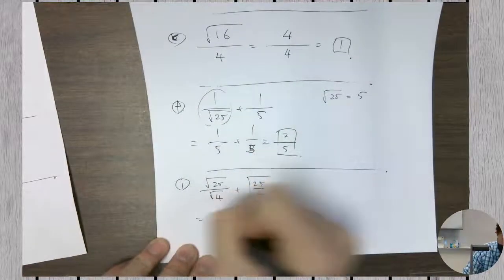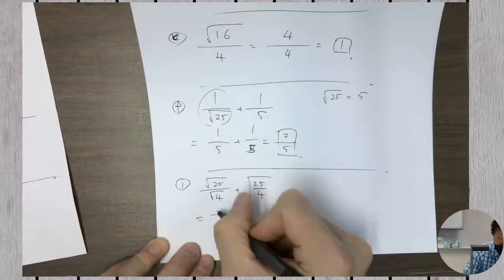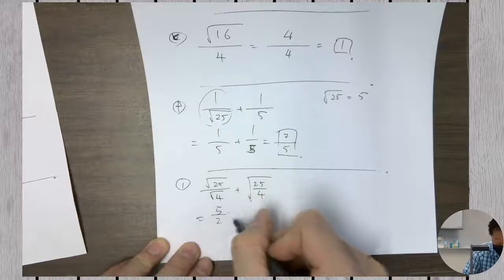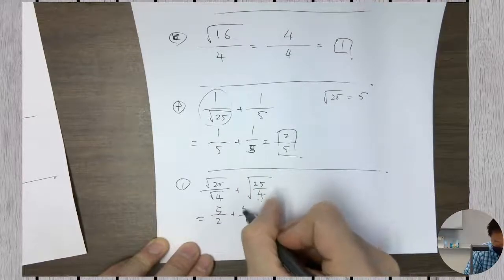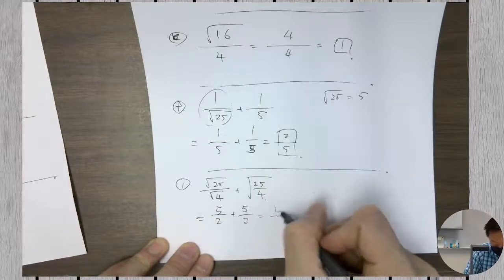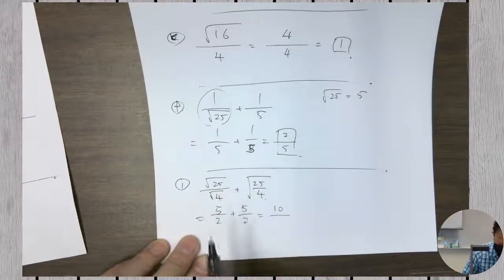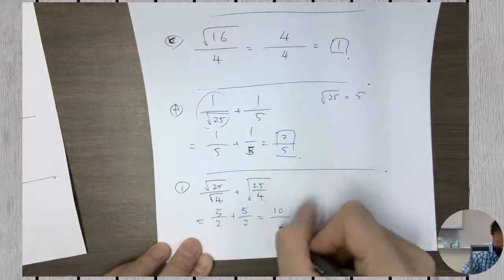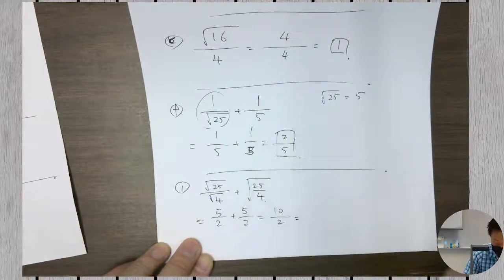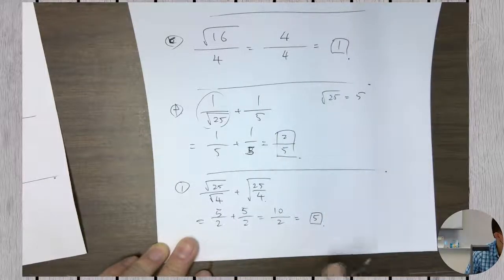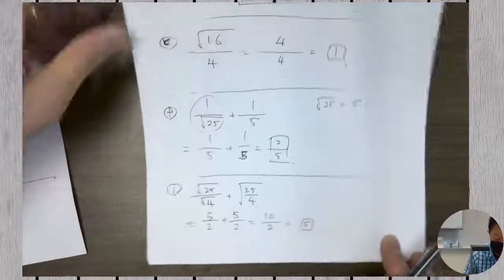So in this case, we know on the top, square root 25 gives us 5, square root 4 gives us 2. Similarly, and then you have 5 halves plus 5 halves. Now you have 10 halves, and this will be 10 divided by 2, giving you 5. We'll be learning specifically about fractions later on. This could be a preview.